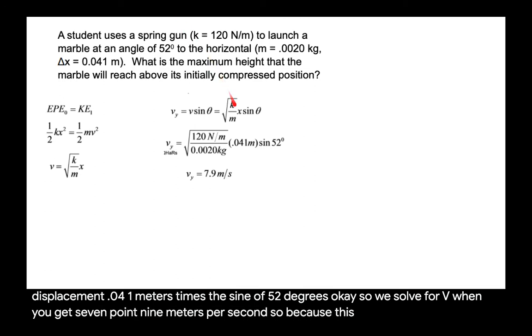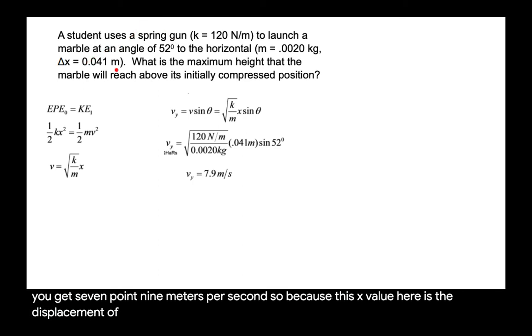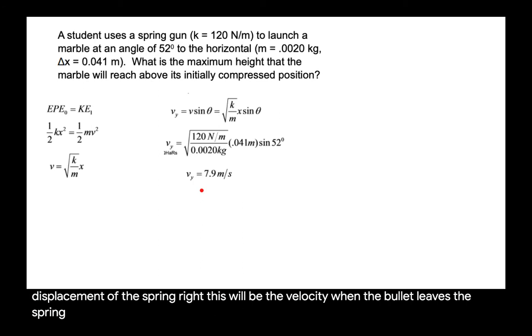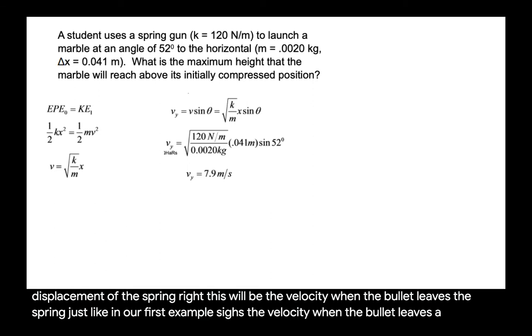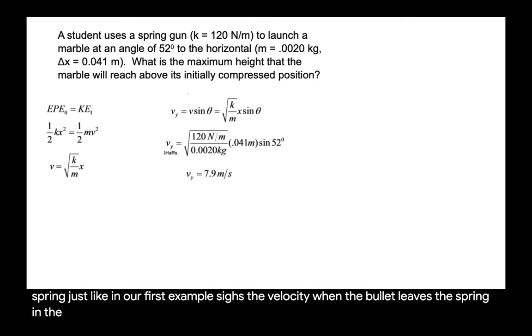Because this x value here is the displacement of the spring, this will be the velocity when the bullet leaves the spring, just like in our first example. So that is the velocity when the bullet leaves the spring in the y direction. Okay, so we have velocity, but we still need to find the maximum height above that initial compression point.